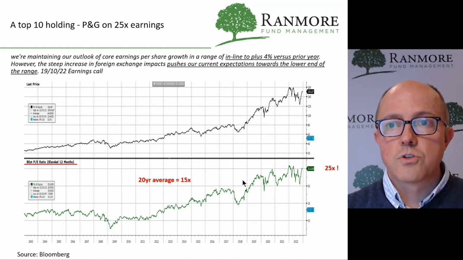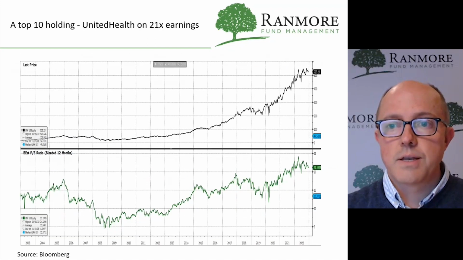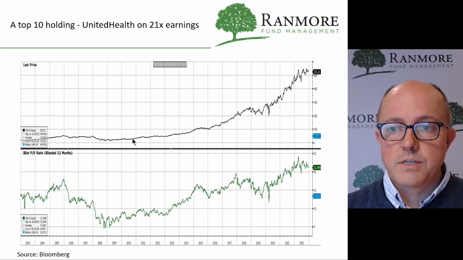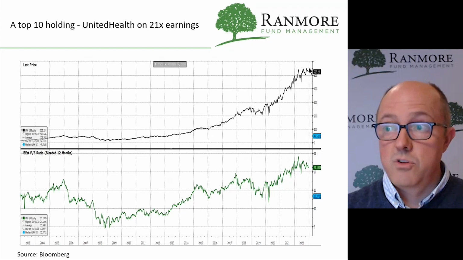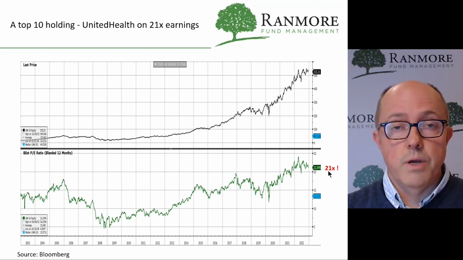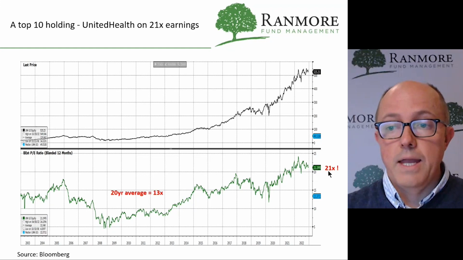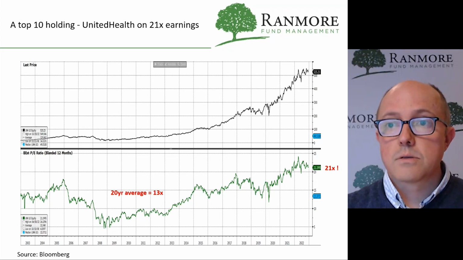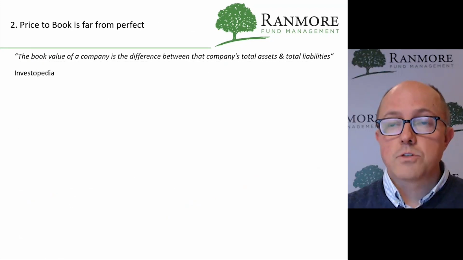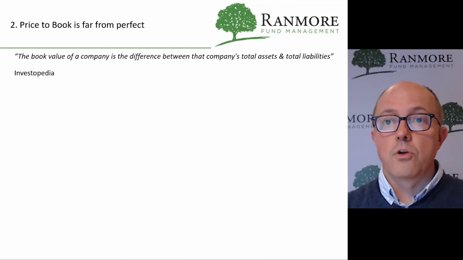But Procter & Gamble is not a unique example. Here's United Health. Now, you wanted to own United Health down the bottom here or anywhere along here. Do you want to own United Health up here? Well, if you do, you're buying it on 21 times earnings. And its 20-year average is 13 times earnings. And this is a top 10 holding of a value index. Again, not massively attractive, I would argue.